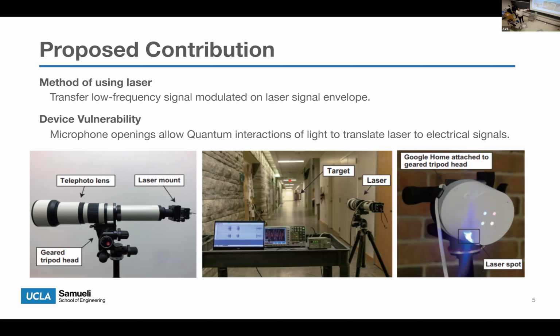And we can see their testing setup in this figure. They have a telephoto lens and a laser mount to transfer the laser signal. And they're transferring the laser to the device over a very large distance, about 110 meters. And they're trying to target the openings of the device.